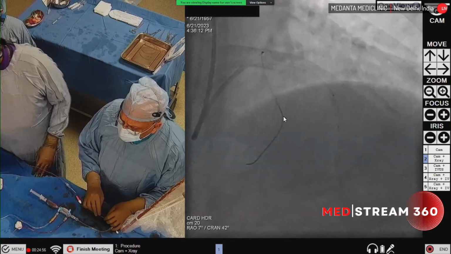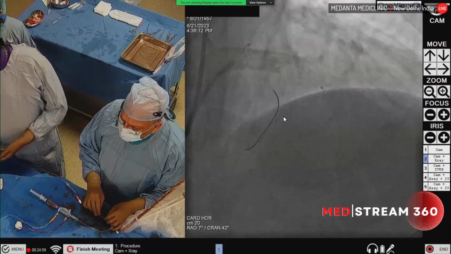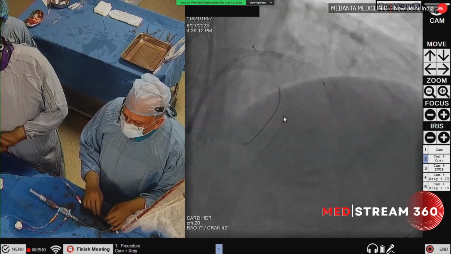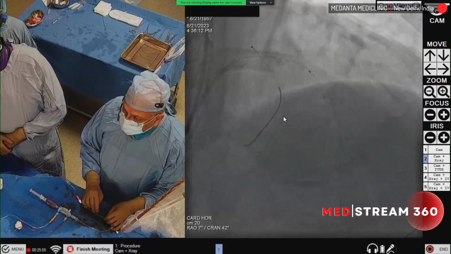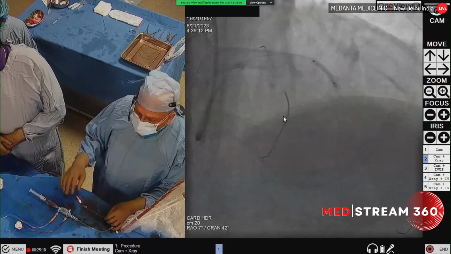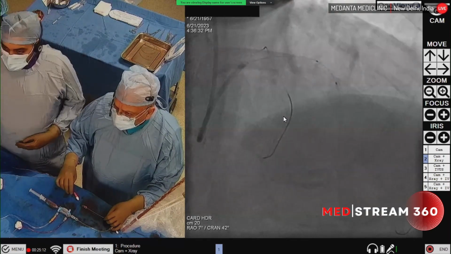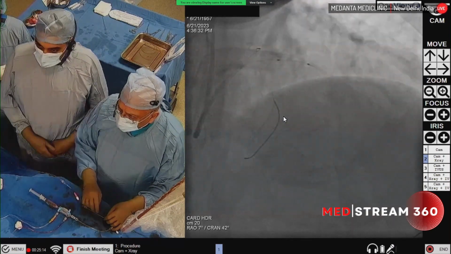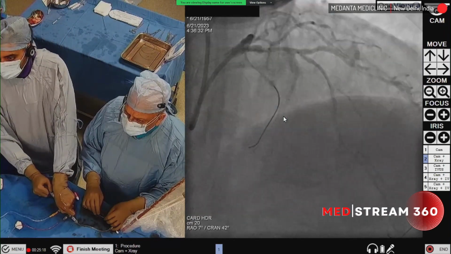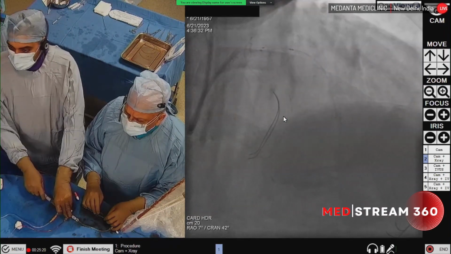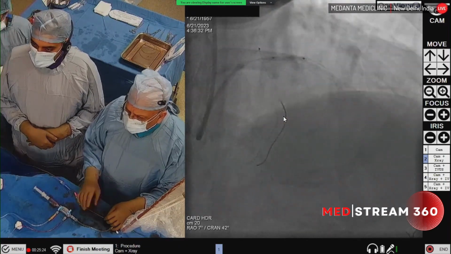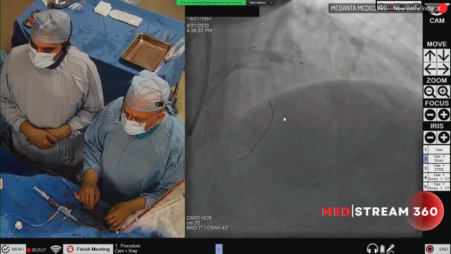Go up. 2, 4, 6, 8, 10, 12. Deflate. Okay. 1, 2, 3, 4, 5, 6, 7, 8, 9, 10, 12. Deflate. Proximally, there was also an issue here. Check, please. Okay. 1, 2, 3, 4, 5, 6, 7, 8, 9, 10, 12. Deflate.